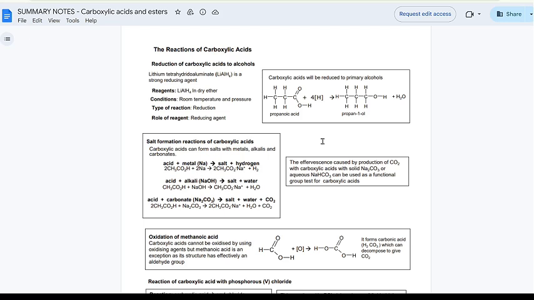Can they not be reduced to aldehydes? I just kind of assumed that was a thing. Maybe it's not a thing. Salt formation reactions of carboxylic acids. Carboxylic, I guess it will just be reduced as much as possible.